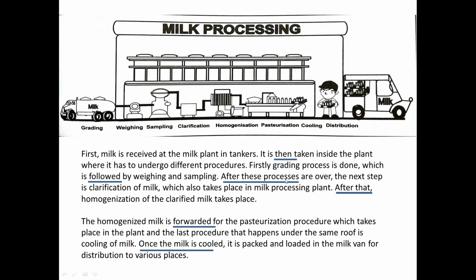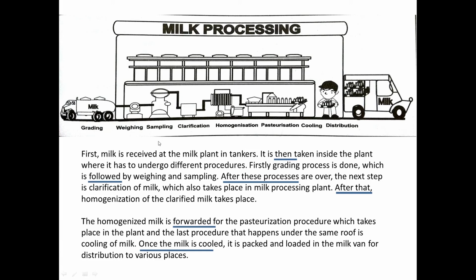After these processes are over, the next step is clarification of milk, which also takes place in the milk processing plant. So after that it goes through clarification. After that, homogenization of the clarified milk takes place. So here after that, homogenization of clarified milk takes place. So we have just explained five processes that are happening in the beginning.